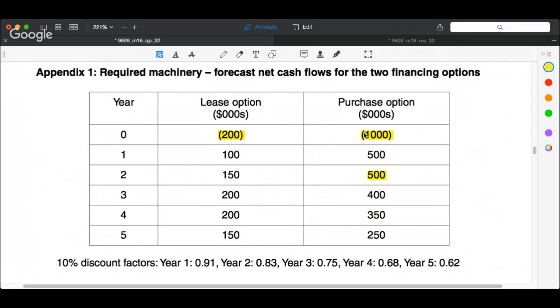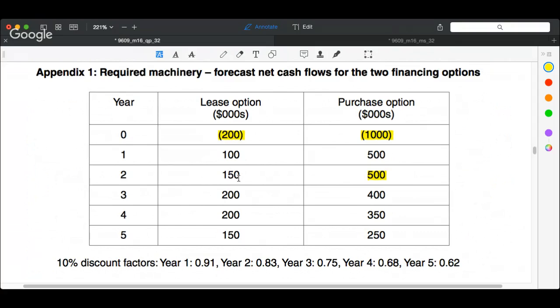That means that's kind of the negative. That's how much you're in the red for, isn't it? Yeah. So this is how much it's actually cost us. It's cost us 1,000. So after 2 years on the purchase option, we're about to break even. It's cost us 200.